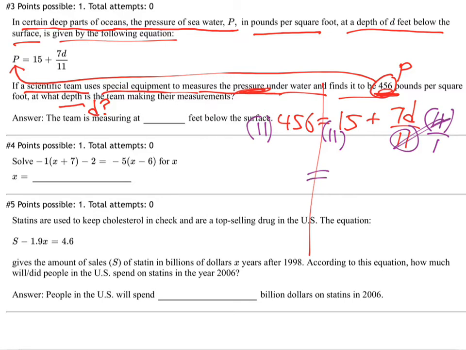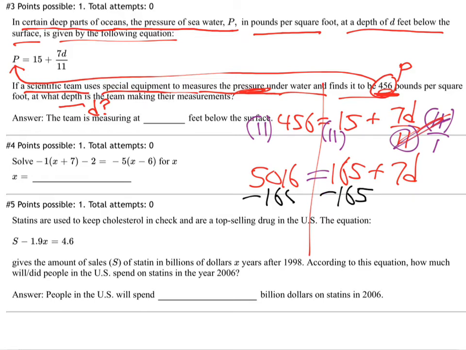Use your calculator. I'm doing my calculator right now. 11 times 456, I'm getting 5016, and 11 times 15, 165, plus, and these canceled, so just 7D. Okay, trying to solve for D. So now D wants to be alone. Subtract 165 from both sides.